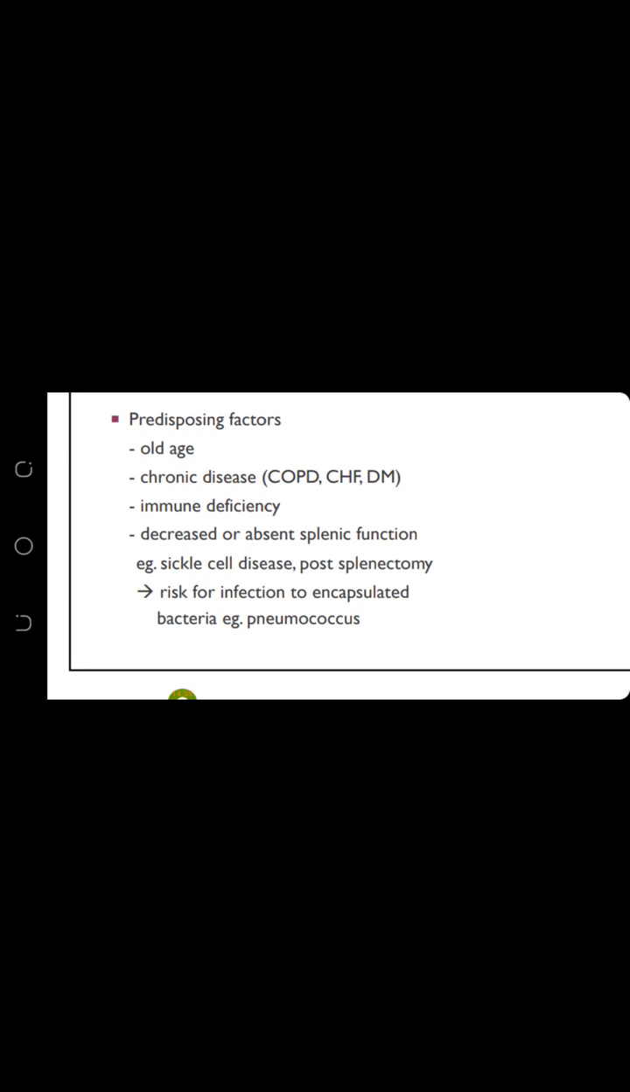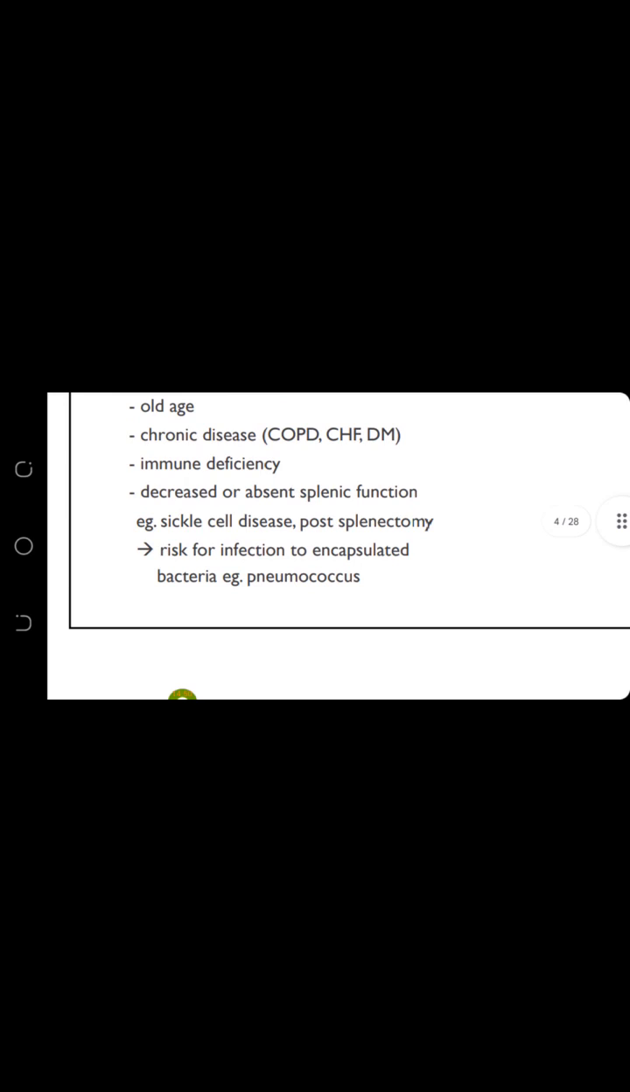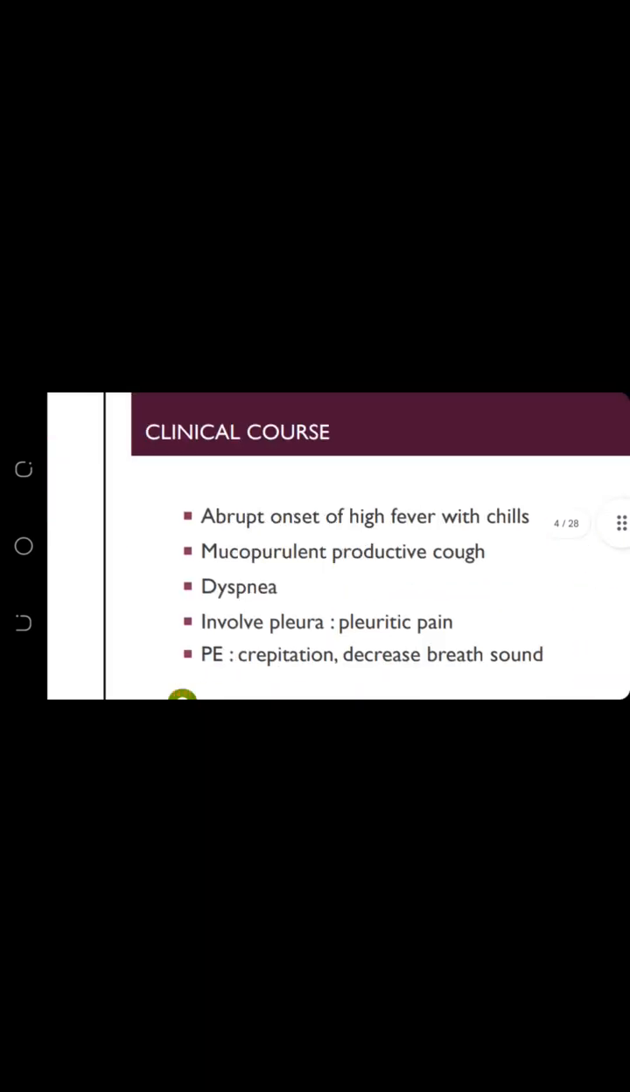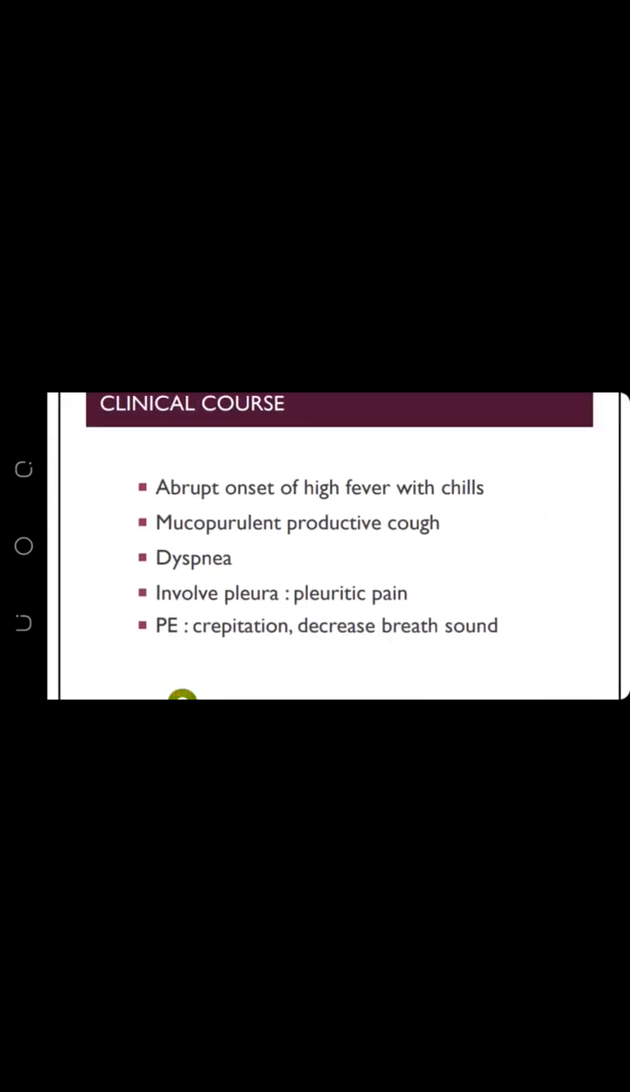Okay, then there is the risk of infection, which can be encapsulated by bacteria or pneumococcus. So pneumococcus, okay, these are just part of the bacteria that usually affect these. Okay, what are some of the clinical features?